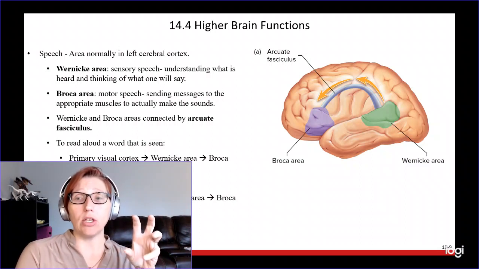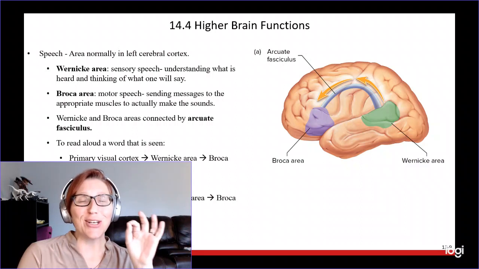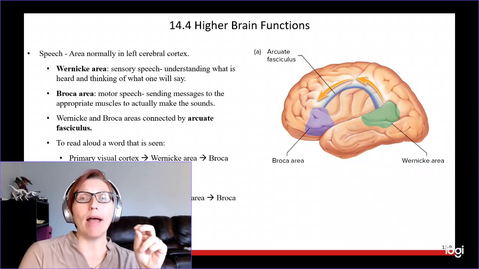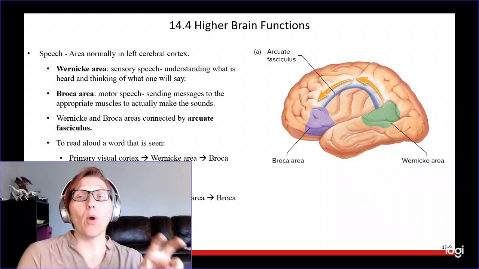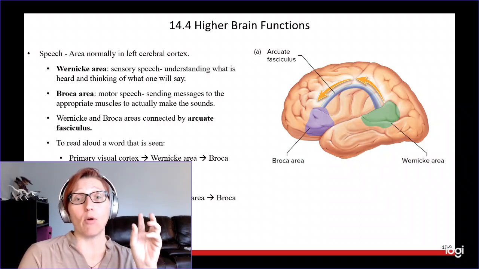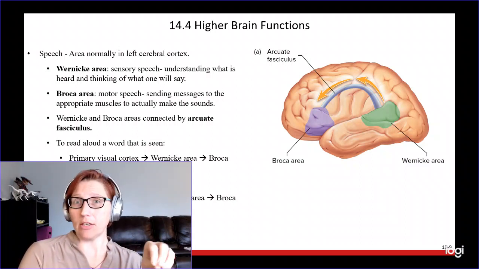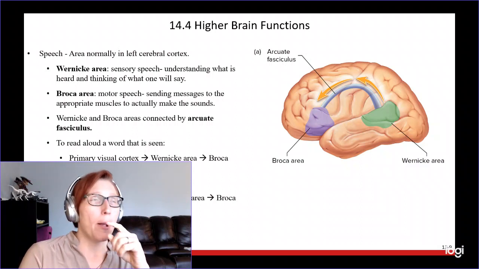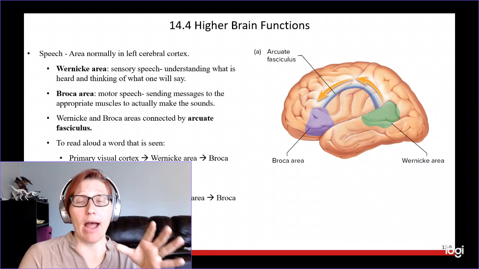Now, that is what that region does. It takes that information once it's processed and sends it through the arcuate fasciculus. I always have to say that slowly. The information travels through that connection and moves to the Broca area. The Broca area is responsible for motor speech. So Wernicke sends the message that you want to relay, but the Broca area actually stimulates the muscles to make the sound. There have been some really cool case studies about how this works.